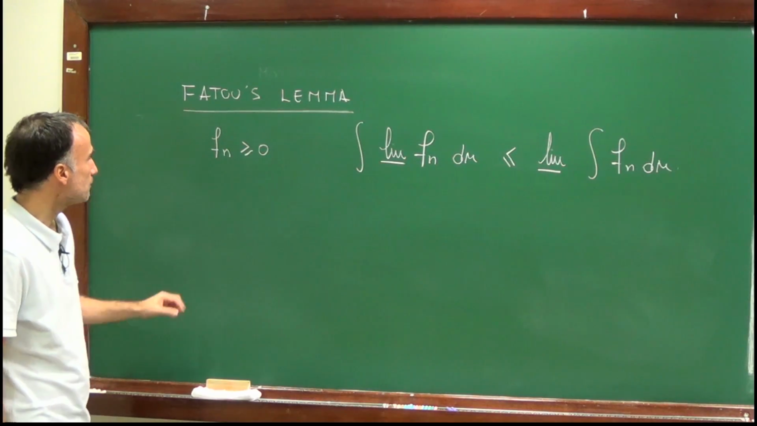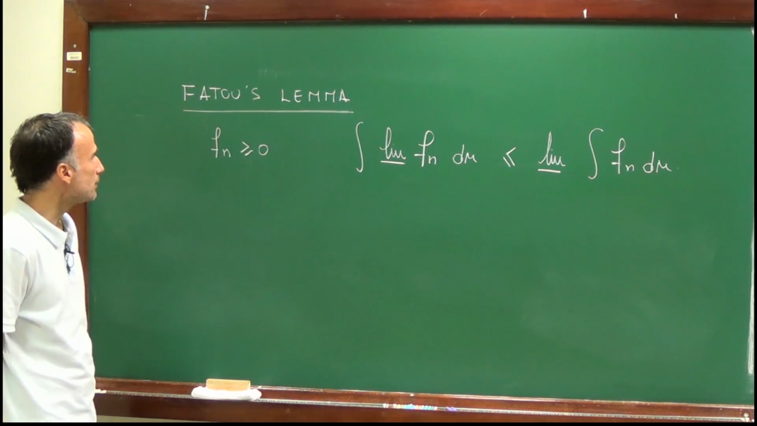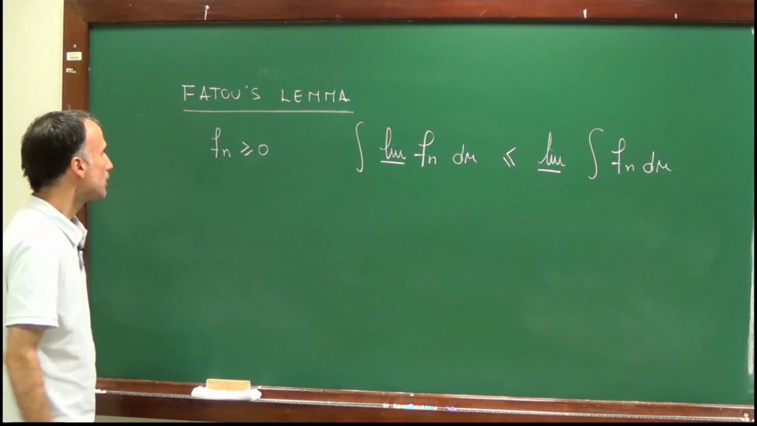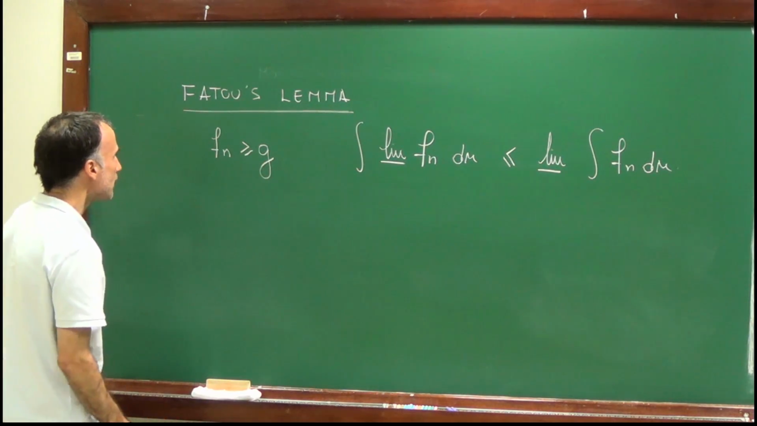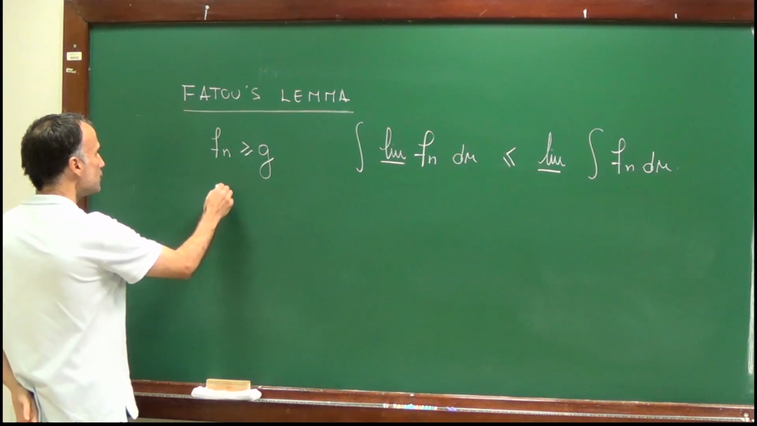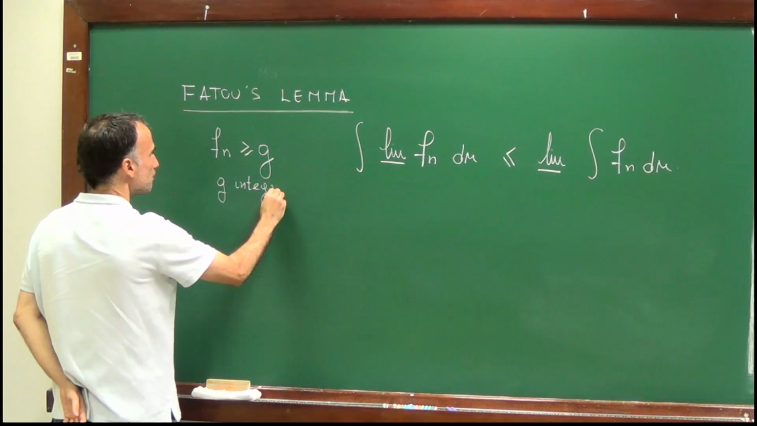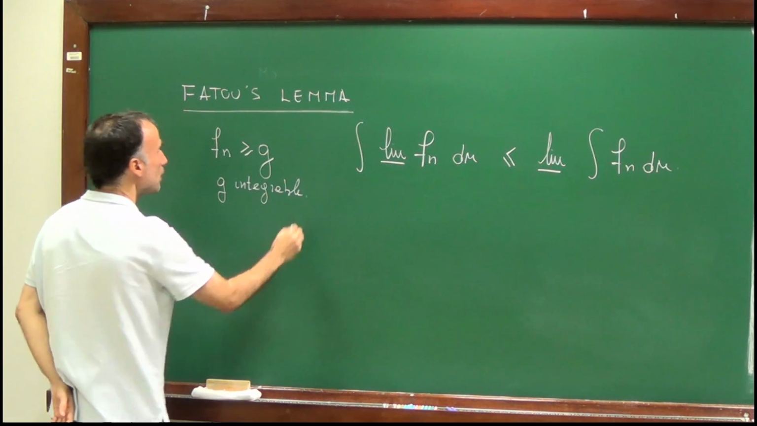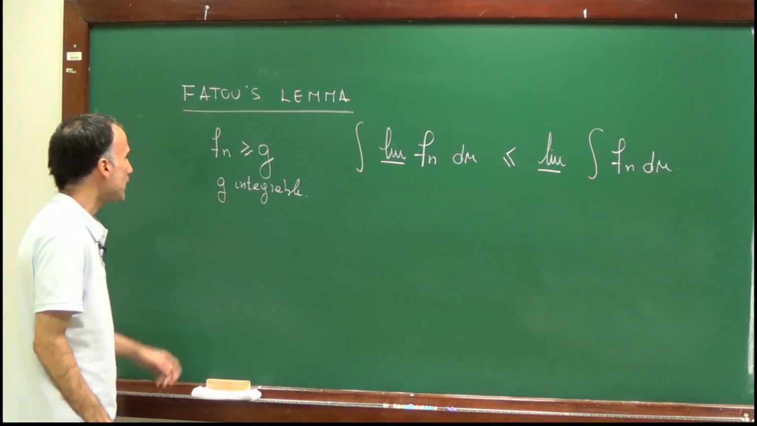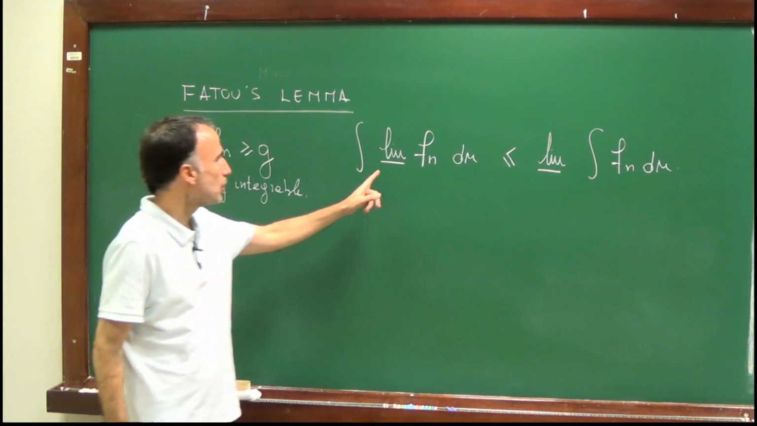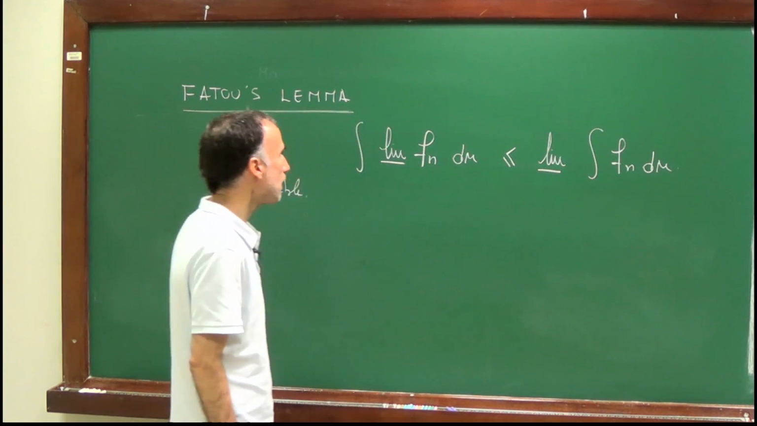So two observations. We required fn to be non-negative. Of course, I can repeat the same observation, saying that, well, it's enough to require that fn is larger than g, provided g is an integrable function. And, well, now I want to state a result replacing limit inf by limit sup.